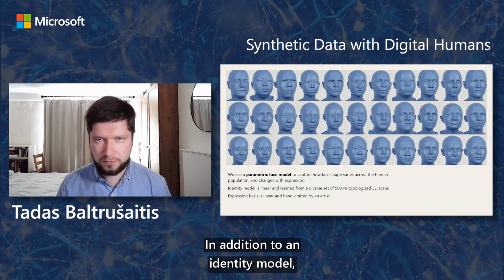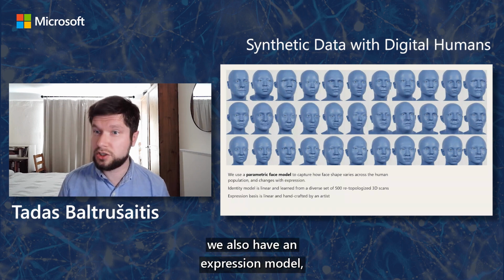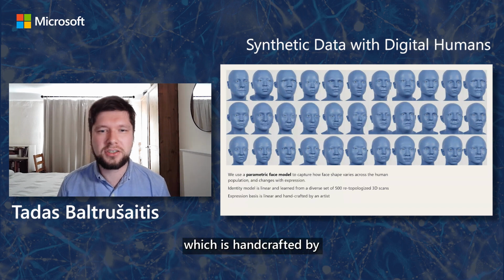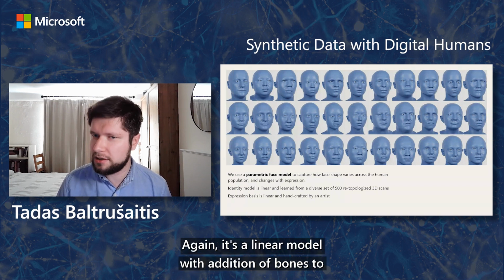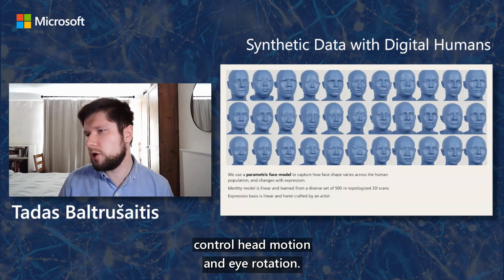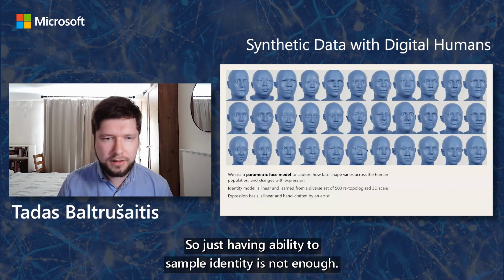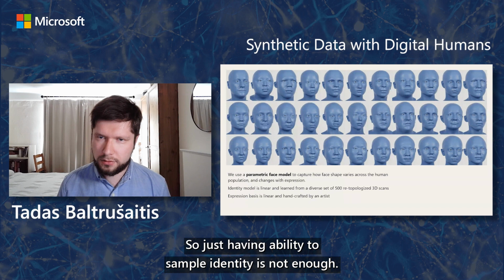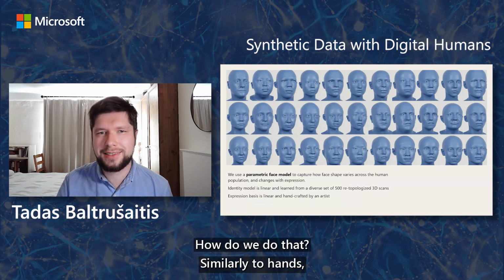In addition to an identity model, we also have an expression model, which is handcrafted by an artist with over 200 blend shapes. Again, it's a linear model with addition of bones to control head motion and eye motion, eye rotation. So just having the ability to sample identity is not enough. We also want to sample expressions. So how do we do that?